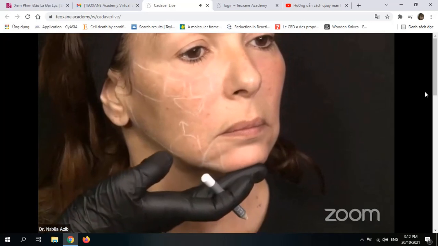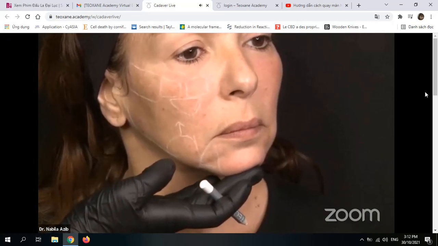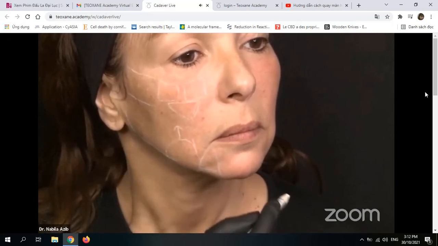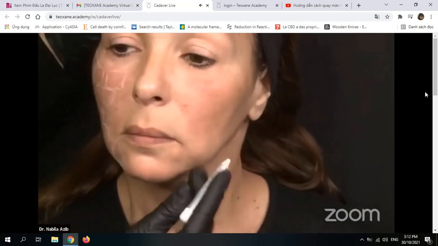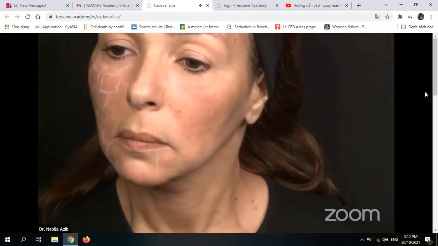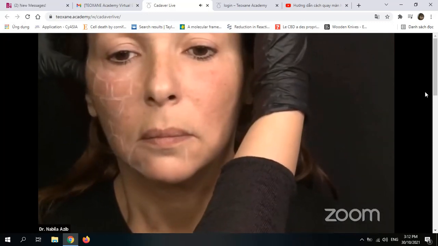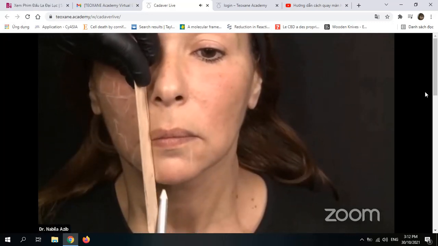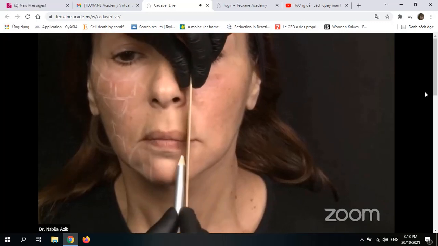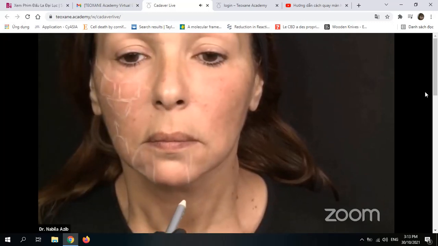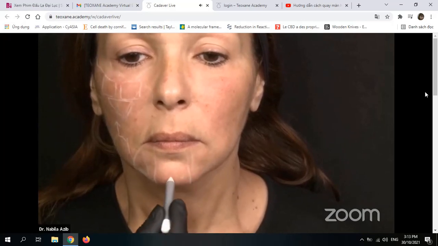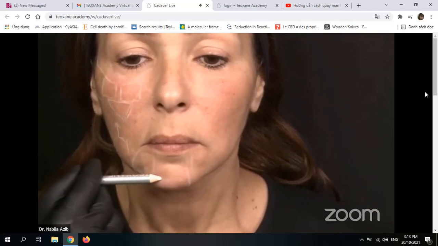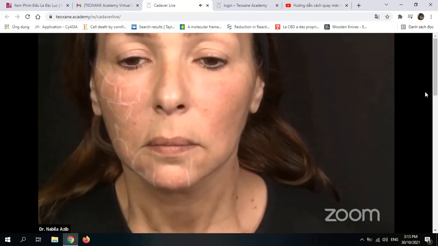And of course, projecting the chin will have also an effect in having a better definition of her contour. So for that, I will be using the landmarks criteria for a female patient. That would be the length of the nose, and here I'll be using a multi-layering technique with 3 deep boluses of Teosyal ultra deep and a superficial retrograding line in her chin.